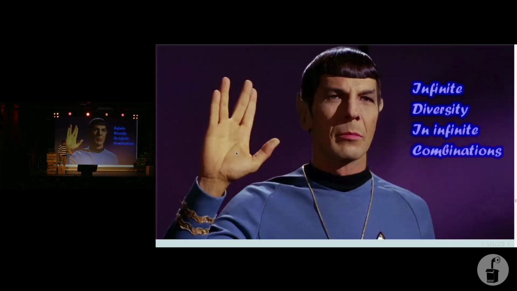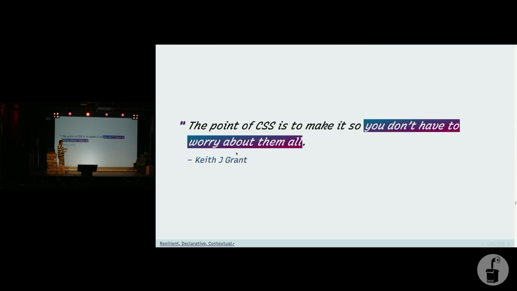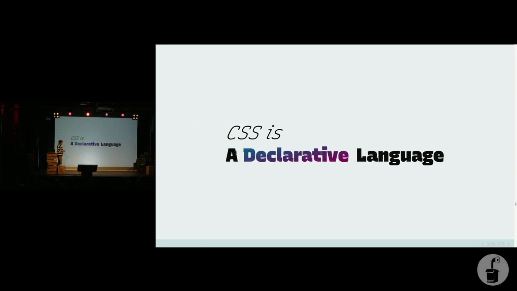Okay, so we're not just dealing with unknown content, unknown collaborators, infinite and unknowable canvas operating systems, all of this, which is pretty extreme, but also infinite diversity and infinite combinations. Different people with different preferences, most of them able to override us. The browser is allowed to ignore us. And the whole point of CSS is that we don't have to think about all of those variables. We just provide a few constraints and let the browser work out the details. It's why CSS is a declarative language.